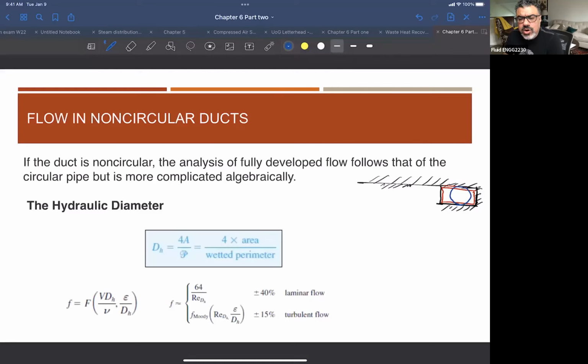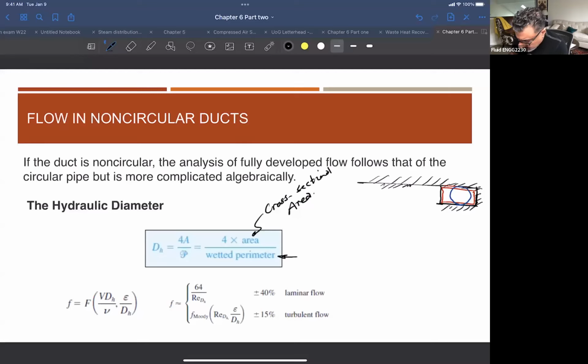You're going to put the hydraulic diameter equivalent to this, right? And this hydraulic diameter for a non-circular duct is considered to be 4 times the cross-sectional area, divided by something called the weighted perimeter.